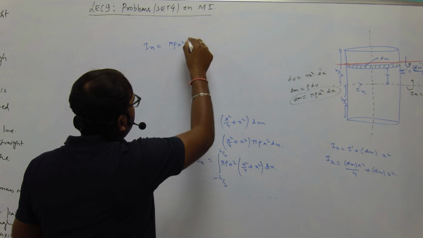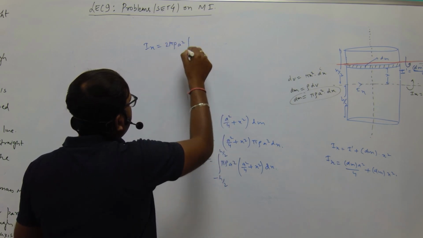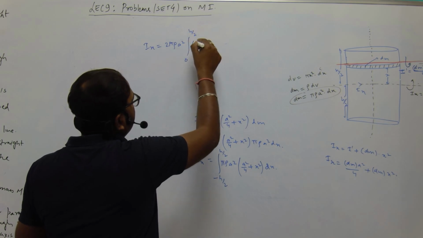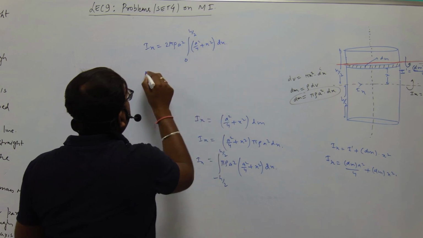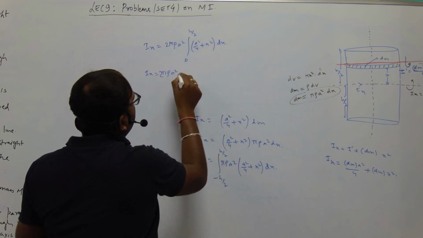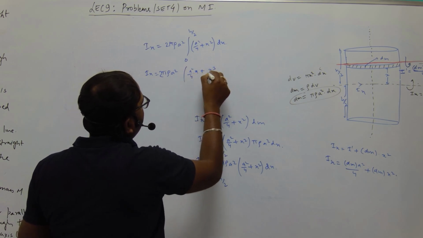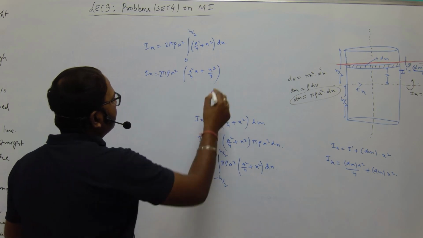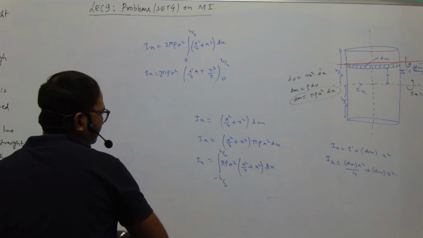into, let us take this as 0 to h by 2 and take 2 outside. So this is 2 times the integral from 0 to h by 2 of (a square by 4 plus x square) dx. So we have Ix is equal to 2 pi rho a square into [a square by 4 into x plus x cube by 3]. Okay, so the limit is from h by 2 to 0.